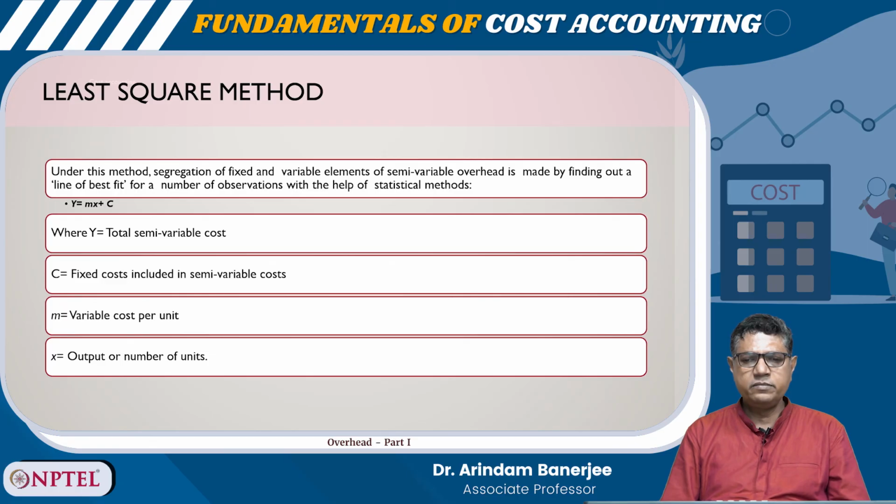There is another method which is called the least square method. Under this method, the segregation of fixed and variable elements of semi-variable overhead is made by finding out the line of best fit for a number of observations with the help of statistical methods, where y is equal to total semi-variable cost, c is equal to fixed cost included in semi-variable cost, m is equal to variable cost per unit, and x is equal to output or number of units.